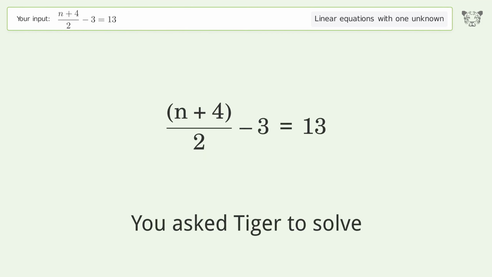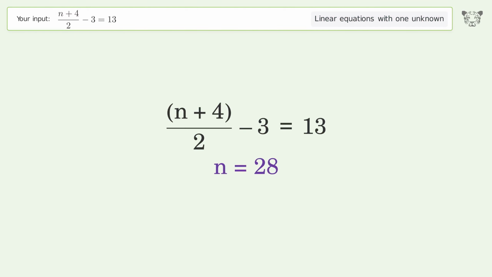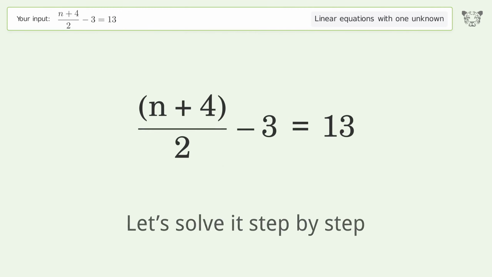You ask Tiger to solve this. This deals with linear equations with one unknown. The final result is n equals 28. Let's solve it step by step.